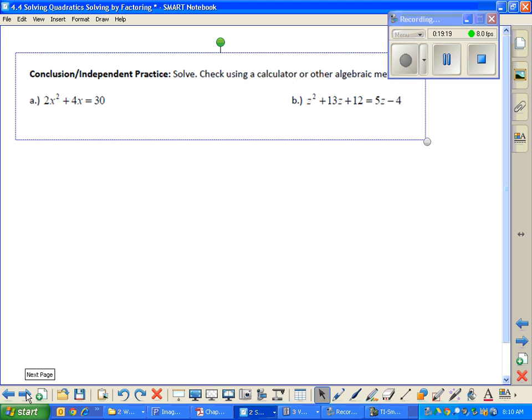To wrap up our lesson today, you just have a couple of independent practice problems, and then we're going to go ahead and talk about these when you get back to class tomorrow. So that's that.